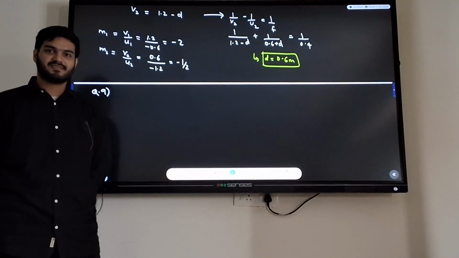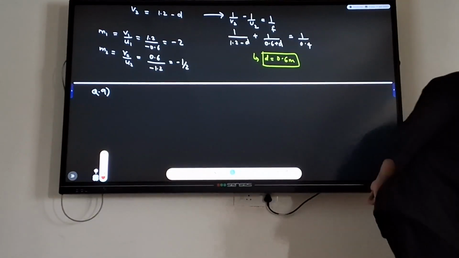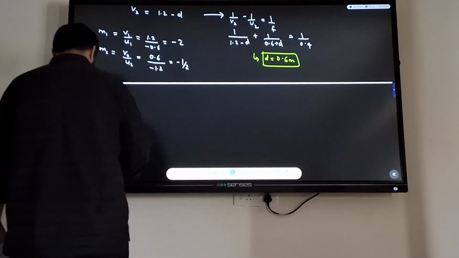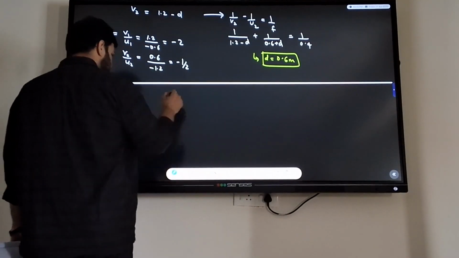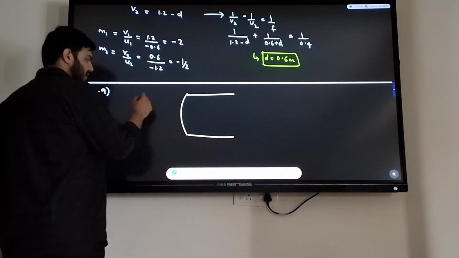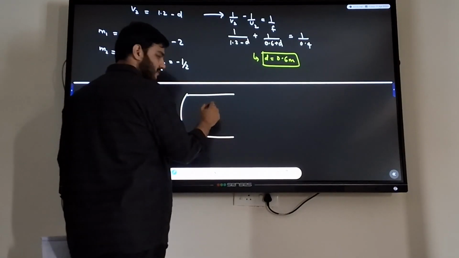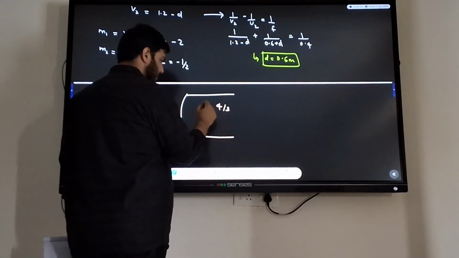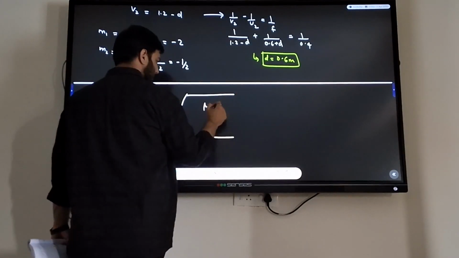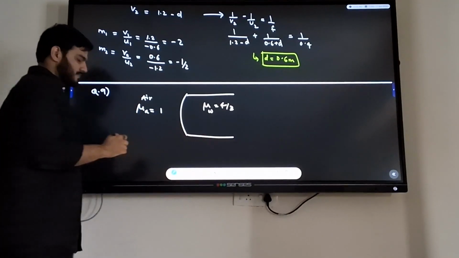Can I start? Yes. Great. What is the question given? You have a spherical convex surface. So I think you have a surface like this, which is separating two mediums. Here you will have air. Now what is the refractive index given here? 4/3. It's actually water, I think. And this is air, which is 1.